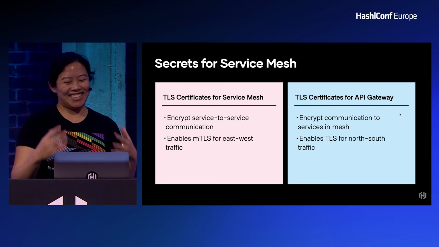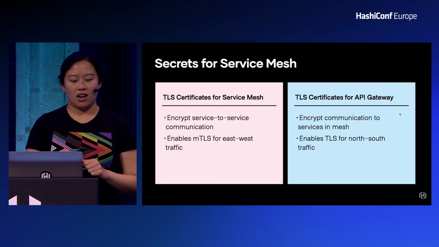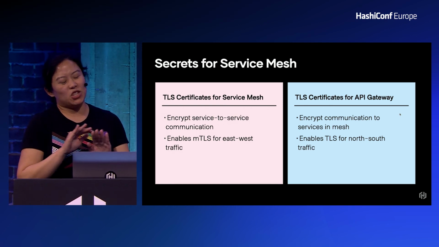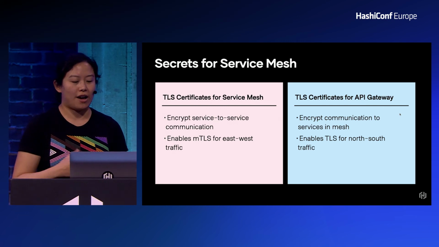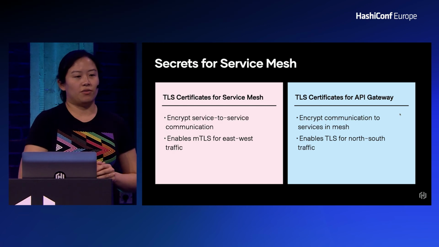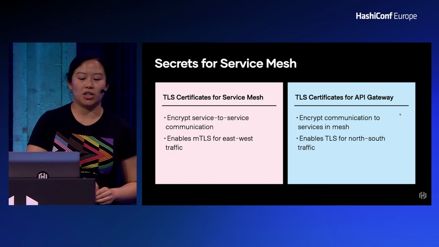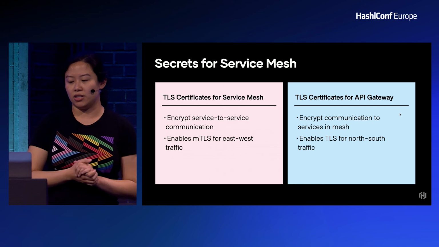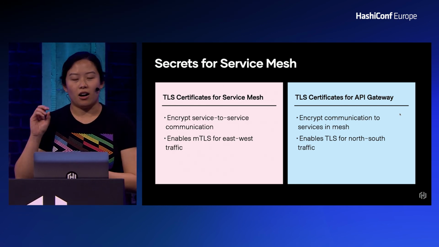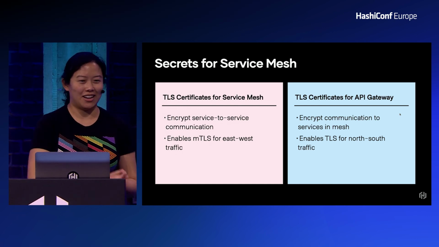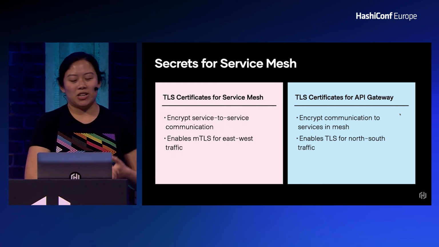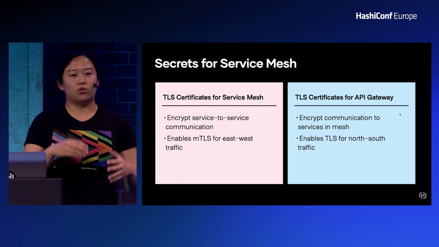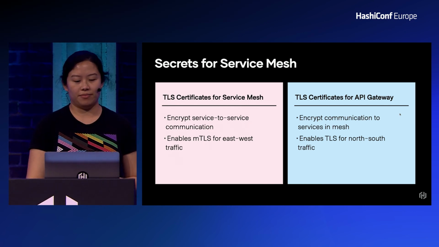And then the next set of secrets that you're going to use are for your service mesh related to Consul. So the service mesh related to Consul involves 2 sets of TLS certificates. And the reason why I say 2 sets is that maybe the other one is for other types of traffic. But the main one you're going to be looking at is the TLS certificate for the service mesh, and that encrypts service-to-service communication. That enables MTLS for east-west traffic, so that's services that are in a cluster or in a Consul data center. You also have TLS certificates for Consul API Gateway. Yes, we're talking Consul API Gateway today. And what we're going to use it for is encrypting communication to services in the mesh, so it's an ingress, right? You're enabling TLS for north-south traffic. So we're talking about both these secrets.